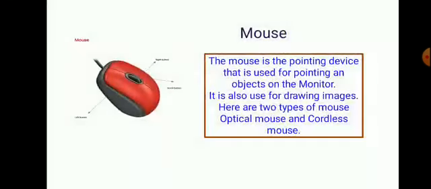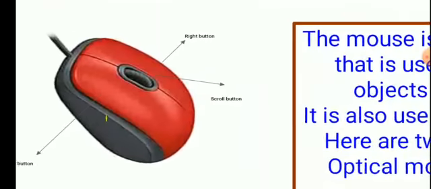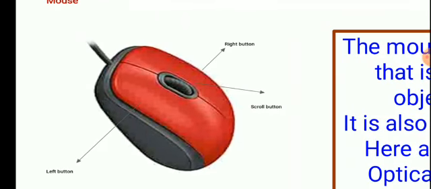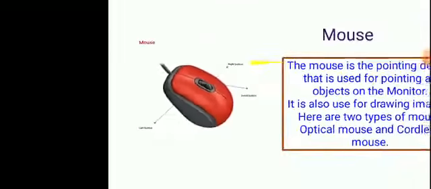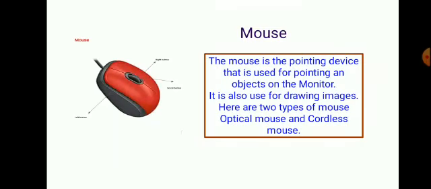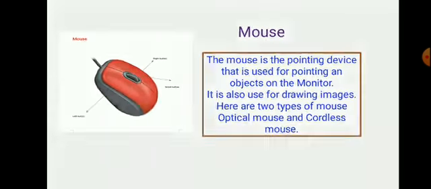Second input device is the mouse. The mouse is a pointing device that is used for pointing at objects on the monitor. It is also used for drawing images. It has 3 buttons: left button, right button and scroll button. There are two types of mouse: optical mouse and cordless mouse.